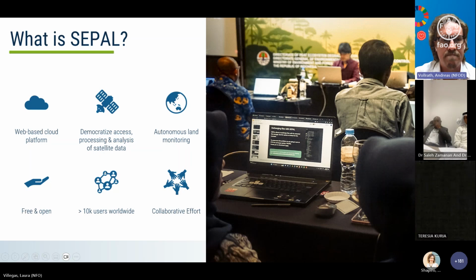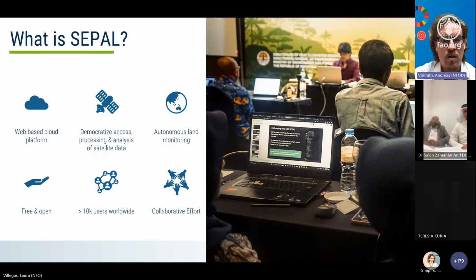So what is SEPAL? You can imagine it as a kind of desktop Earth observation processing software brought to the cloud. So it's a web-based cloud platform. You can reach it through sepal.io in your browser. And its intent really is to democratize the access, processing and analysis of satellite data, which in terms of volume just exploded throughout the last 10 years. And the aim really is to give people the tools at hand to conduct autonomous land monitoring.